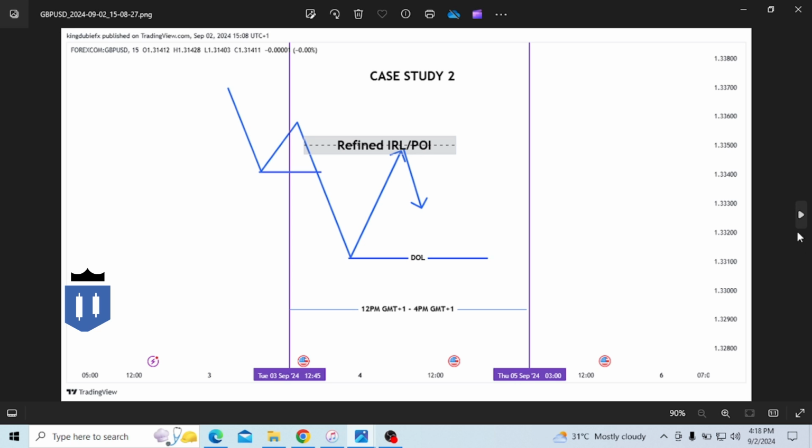Now this is case study 2. In case study 2, price successfully got the refined IRL POI, and then price is leaving there. It's showing signs that we are to drop. We are to drop. That's the next draw down. This is the DOL for that day, for that session that you're looking at, that this is occurring.